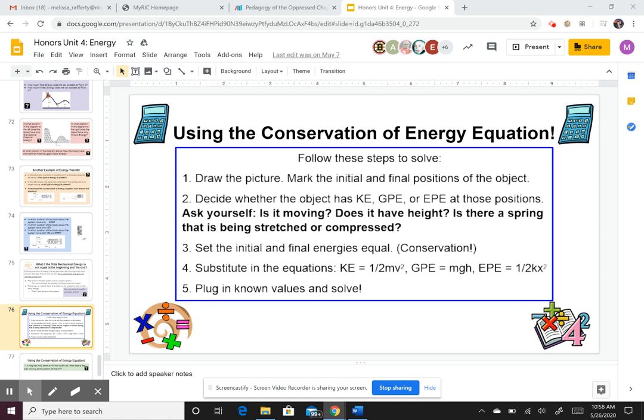Hey guys, so I'm going to give you an example of how to solve conservation of energy problems. Every problem that you do with conservation of energy is a little different depending on what type of energy is in the situation. So these 5 steps for solving these types of problems are really helpful because it walks you through what to do. So the first step is to draw the picture. So you'd read the problem, then draw the picture, mark the initial and final positions of the object.